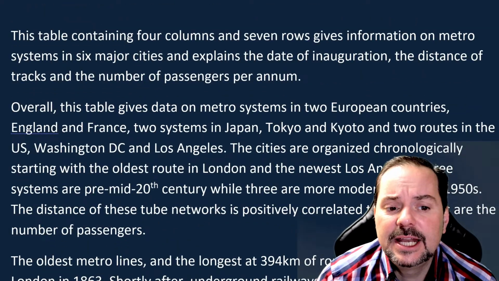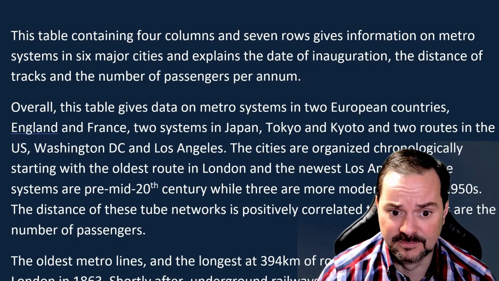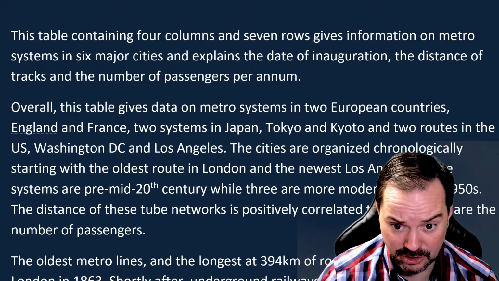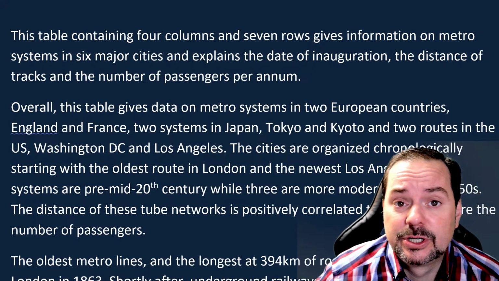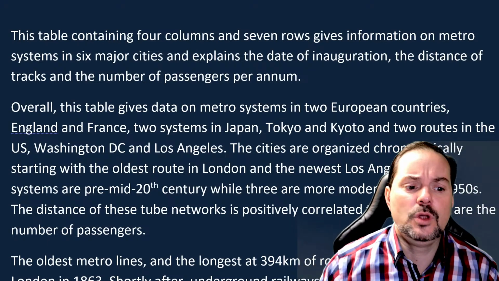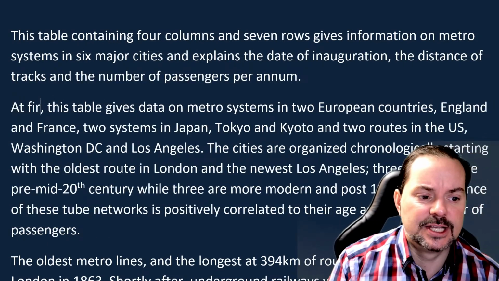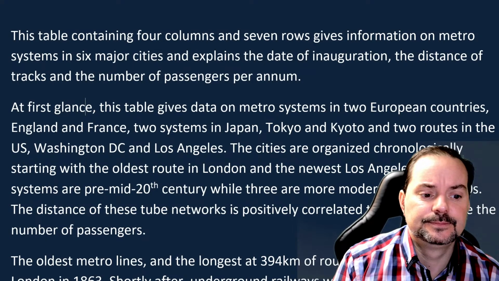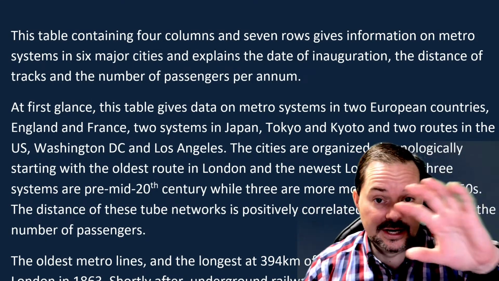This table, containing 4 columns and 7 rows, gives information on metro systems in 6 major cities and explains the date of inauguration, the distance of tracks, and the number of passengers per annum. Overall, I like at first glance on this one, so I'm going to change that. I think at first glance is a little bit better. It's kind of like what we see when we look at it at first.